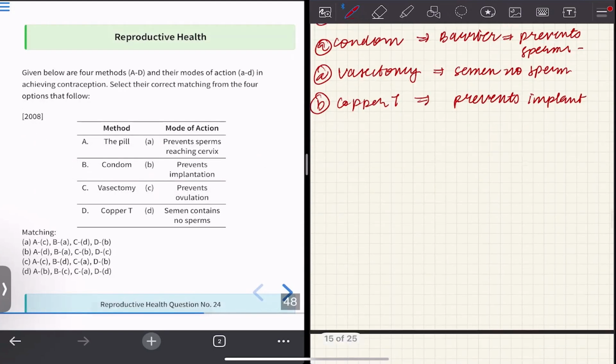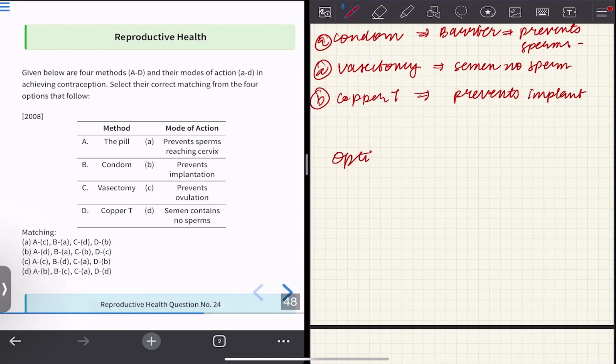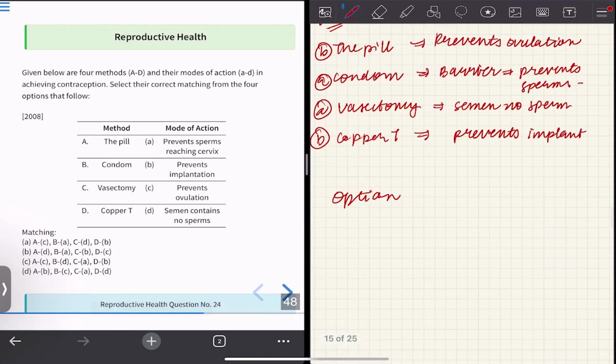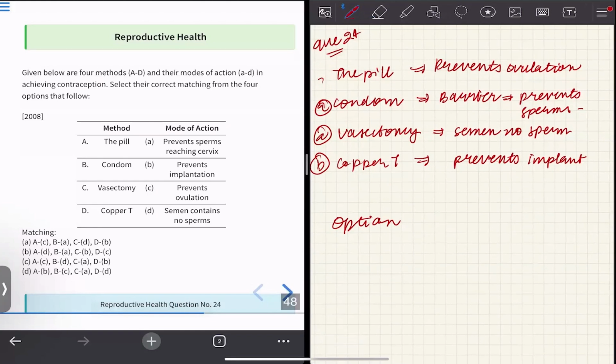Okay. So the pill, it prevents ovulation. This right here is option C. Sorry, it was my mistake. Condom, it prevents the sperm from reaching the cervix. Then we have vasectomy, in which there is semen, but it doesn't contain any sperm. So we have option E.